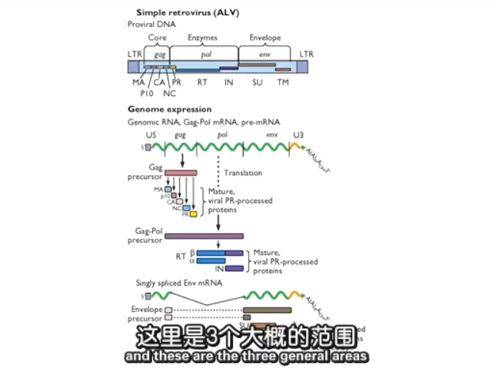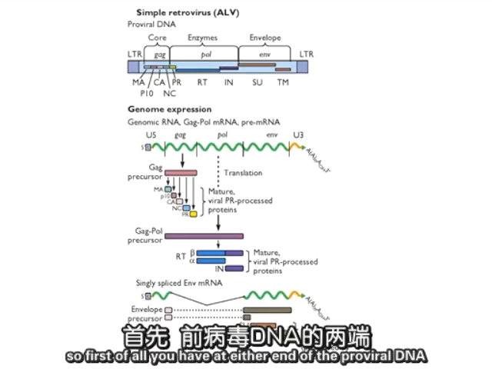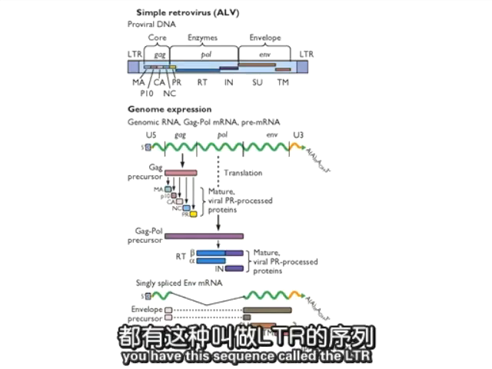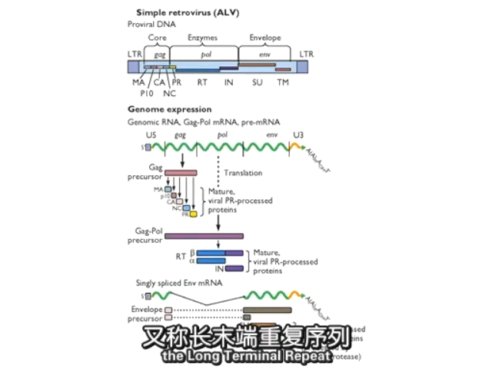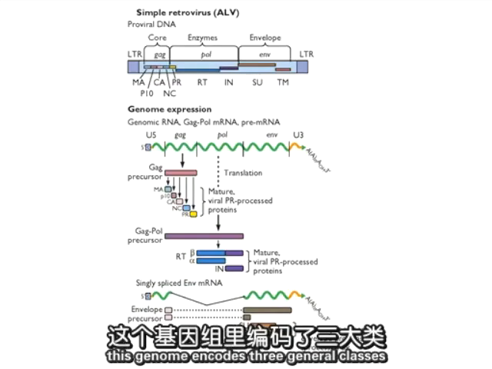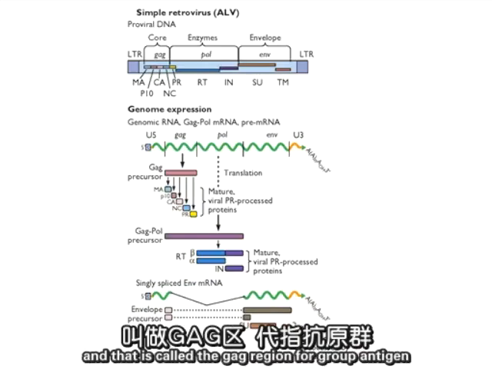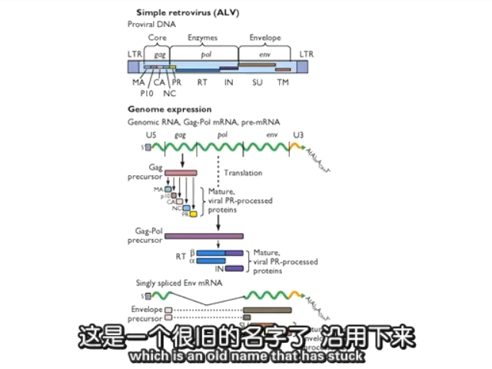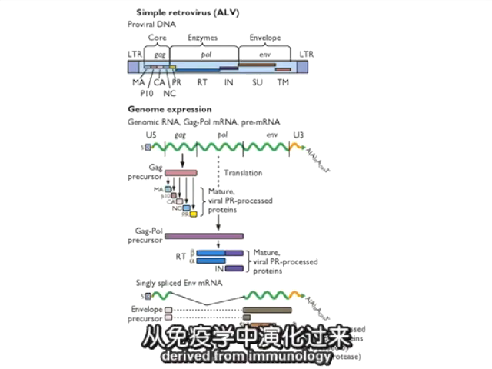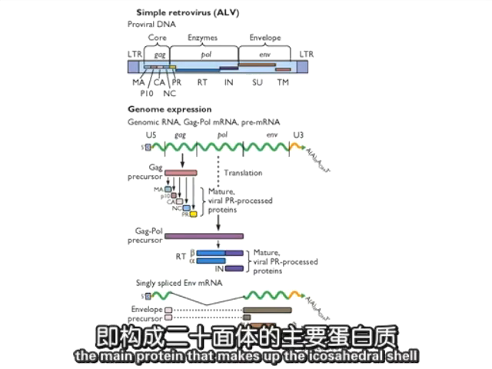And these are the three general areas that encode different gene products. So first of all, at either end of the proviral DNA, you have this sequence called the LTR, the long terminal repeat, and we'll talk about what that means in a moment. And then this genome encodes three general classes: the core, or the proteins that make up the capsid, and that's called the GAG region, for group antigen, which is an old name that has stuck, derived from immunology. And among these proteins are the capsid protein, the main protein that makes up the icosahedral shell.